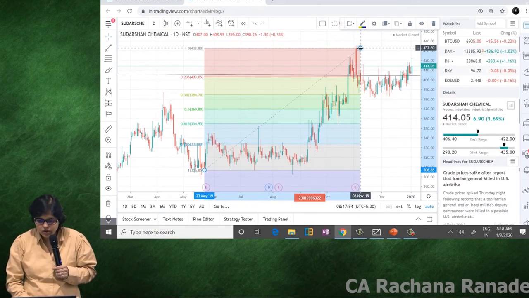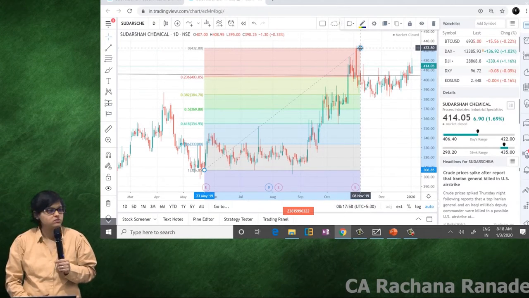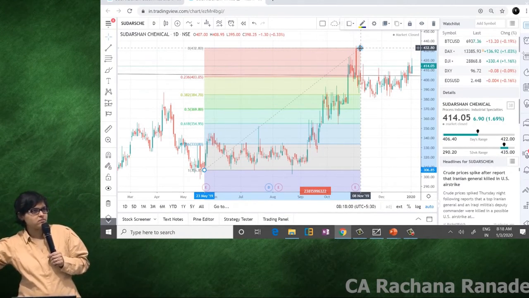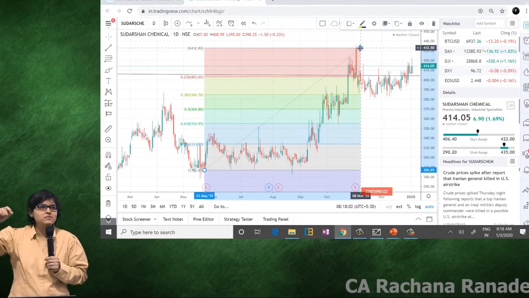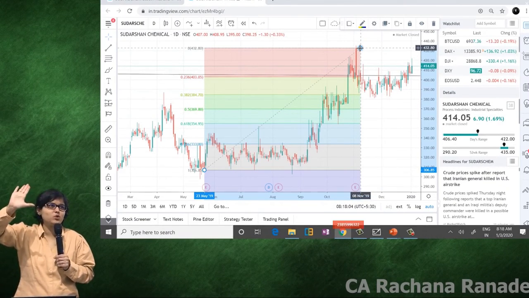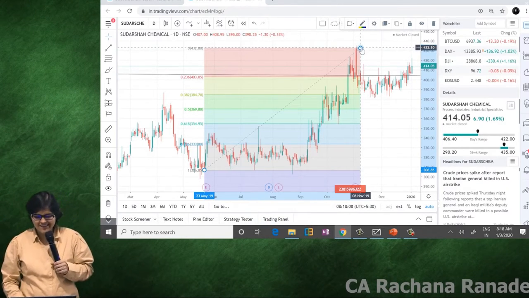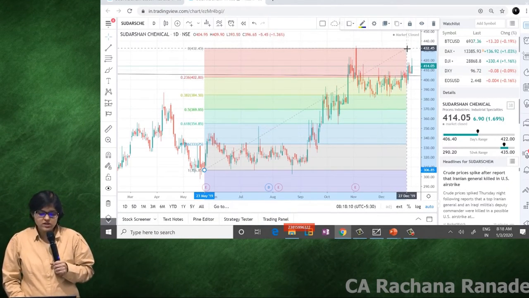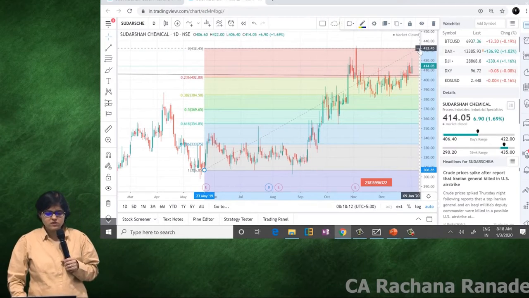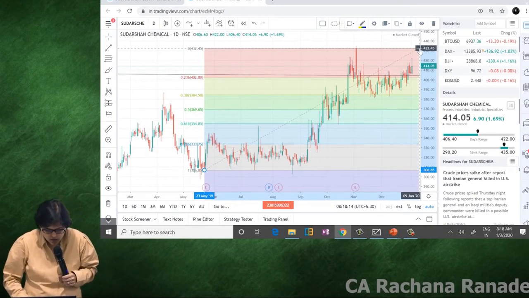And then if you want, you can extend it. Then it will not change while extending. Otherwise it will move here and there. The second click confirms, okay, stop. Don't move now. Okay? Yes. So Sudarshan Chemical. Let's see if it has followed these percentages or not.